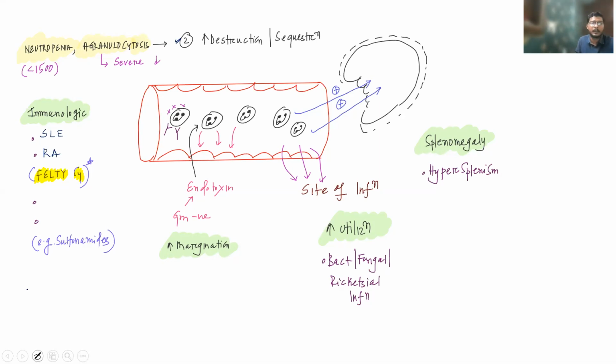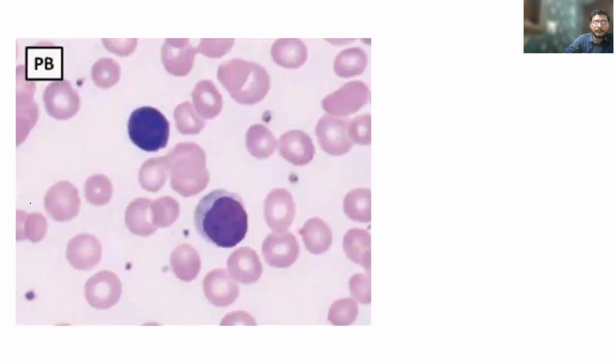Then certain other immunological abnormalities like large granular lymphocytic leukemia, LGL leukemia. We have discussed this. I have told you previously that large granular lymphocytic leukemia can also be associated with pure red cell aplasia, and this can also be associated with neutropenia. If you see in the peripheral blood, this is a normal lymphocyte, which has a darkly stained nucleus and very thin cytoplasm.